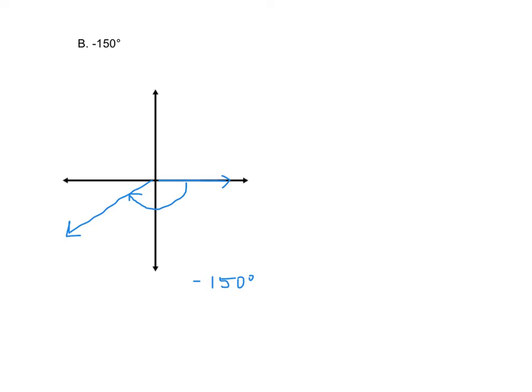We want to find the positive coterminal angle. So we start at the same initial side, and this time we go in the counterclockwise direction. Let's call that angle theta. So theta, the positive coterminal angle, is our original angle, negative 150 degrees, plus 360. So we get an angle measure of 210 degrees.